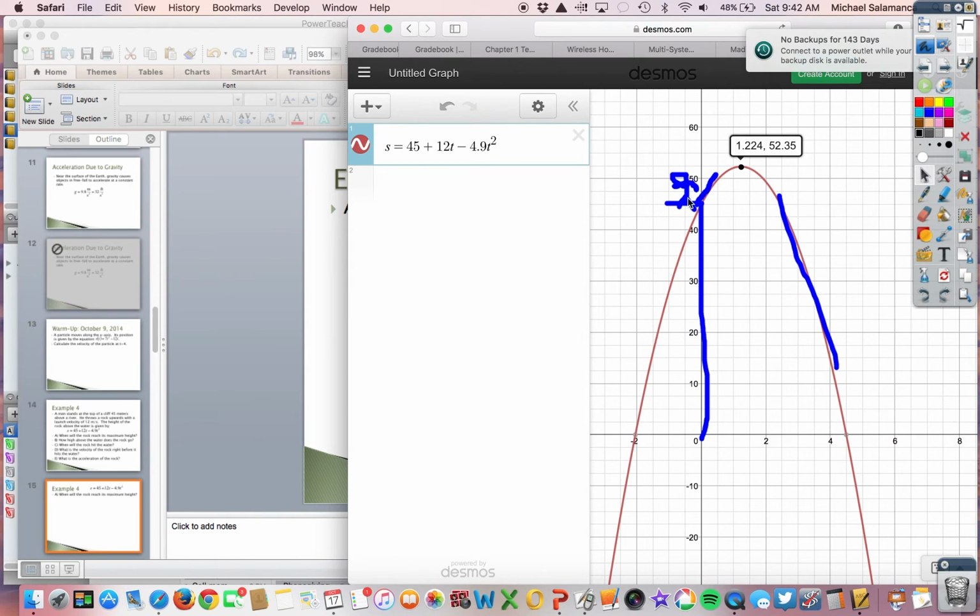Why? Because we looked at the graph and we found that when we throw this rock, that red graph is basically a sketch of what the rock's position is going to look like. And we know it reaches its max at 52.35 meters high, and it took 1.224 seconds to get that high. So that's what this x and y value represent. The x value, 1.224, is the time it took to reach its max. The y value, 52.35, is the height at its max.